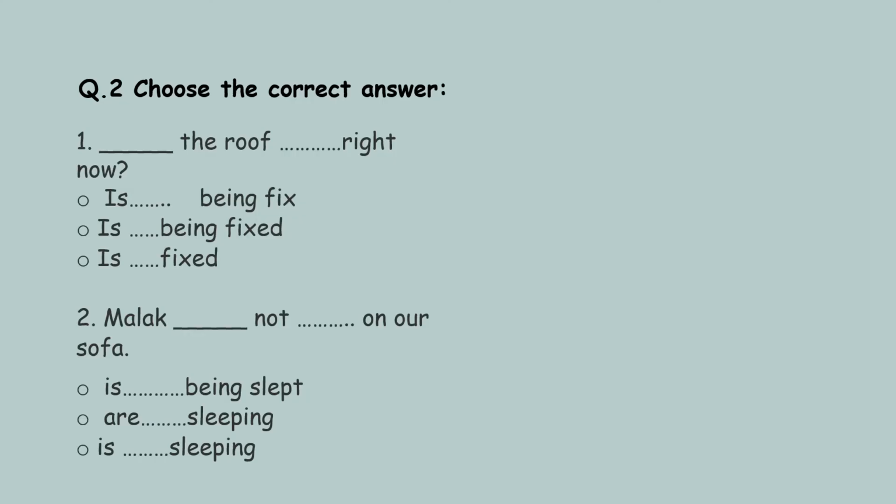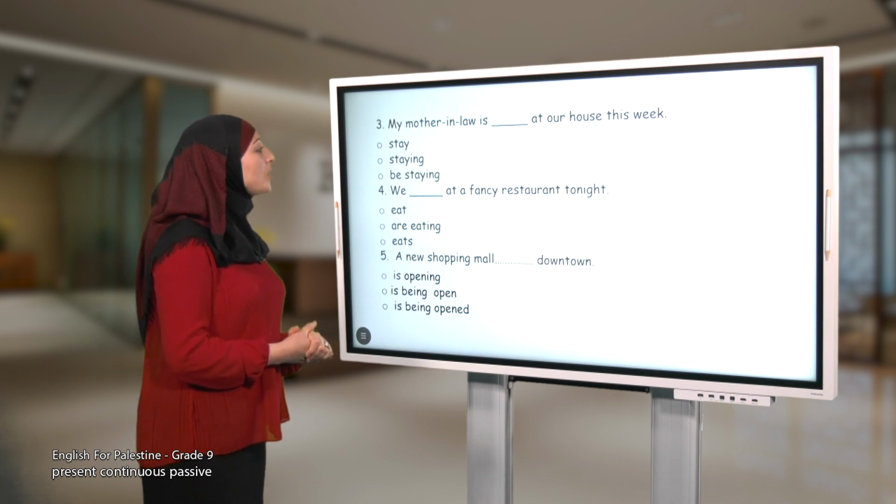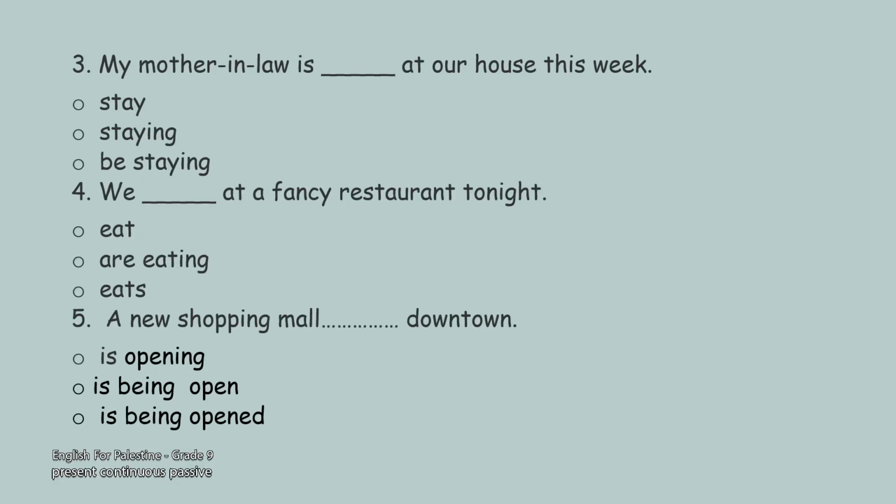Number one, the roof right now. The choices: is being fixed, or is being fixed, or is fixed. Number two, Malak space not on our sofa. The choices here: is being slept, or are sleeping, or is sleeping. Number three, my mother-in-law is at our house this week. Stay, staying, or be staying.